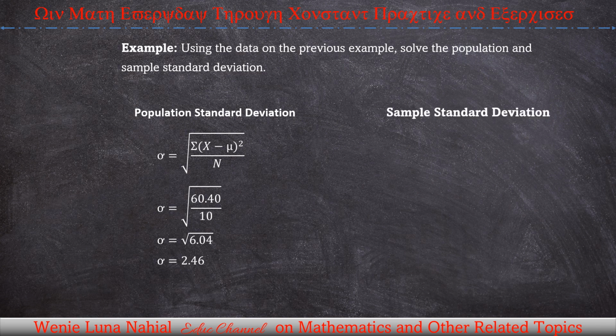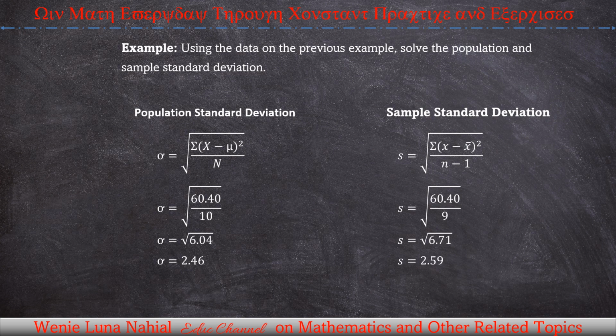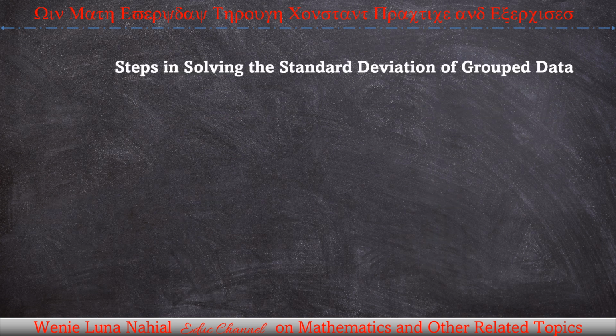2.46. Then for the sample standard deviation, the same thing. The square root of 60.40 divided by 9. So you have the square root of 6.4071, so you have S equals 2.59. So it's going to be easy once you have the population variance and the sample variance.